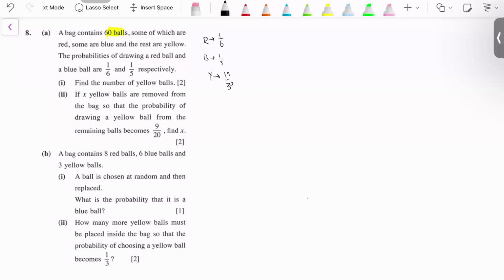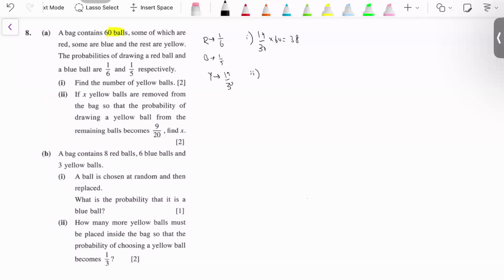Okay. So for part 1, find the number of yellow balls. So we know probability is 19 out of 30, and we have a total of 60 balls. So we multiply them together, we'll get a total of 38. So there are a total of 38 yellow balls. Okay. Part 2. It says that if X yellow balls are removed from the bag so that the probability of drawing a yellow ball from the remaining balls becomes 9 out of 20, find X.